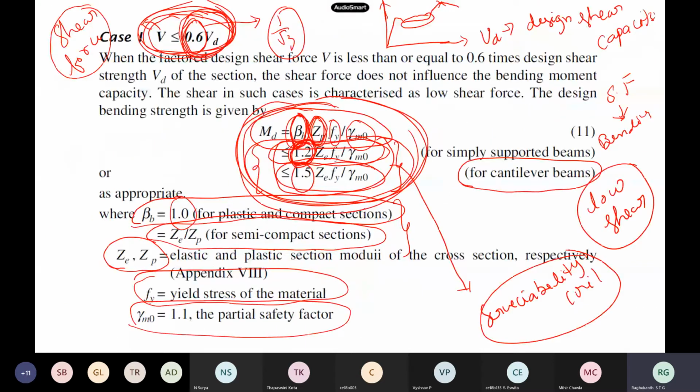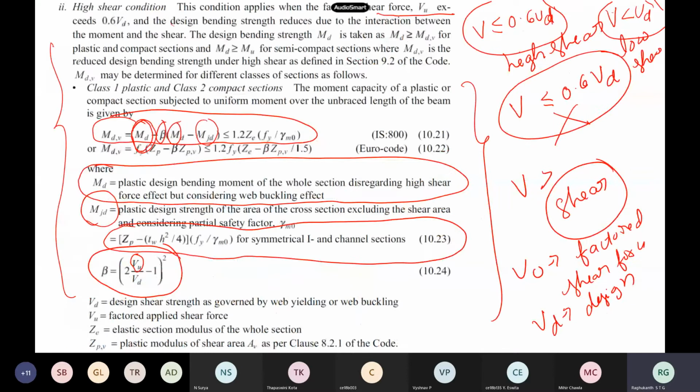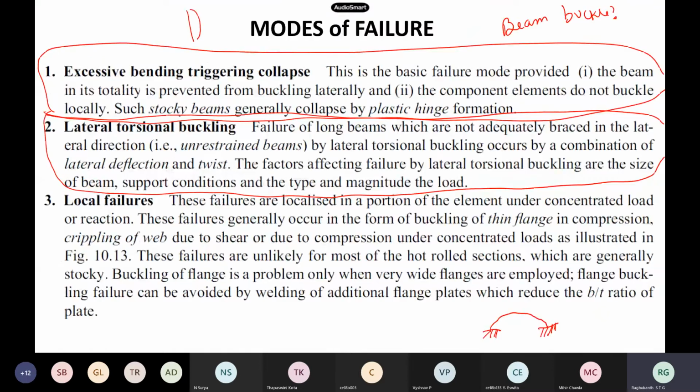How much is reduced? Some empirical formulas are there, so we do these calculations. This is a reduction factor, VU by VD, where VD is the design shear strength and VU is the applied shear force. You have to find the ratio, and then MJD, the plastic design strength of the section. Some empirical formulas have been given in the code. Essentially you are reducing the bending strength of the beam. If it is semi-compact or a slender section, the code clearly gives you all these guidelines.